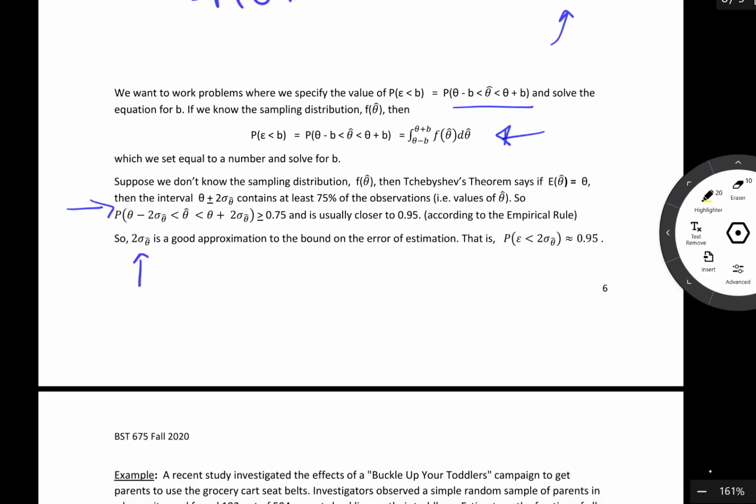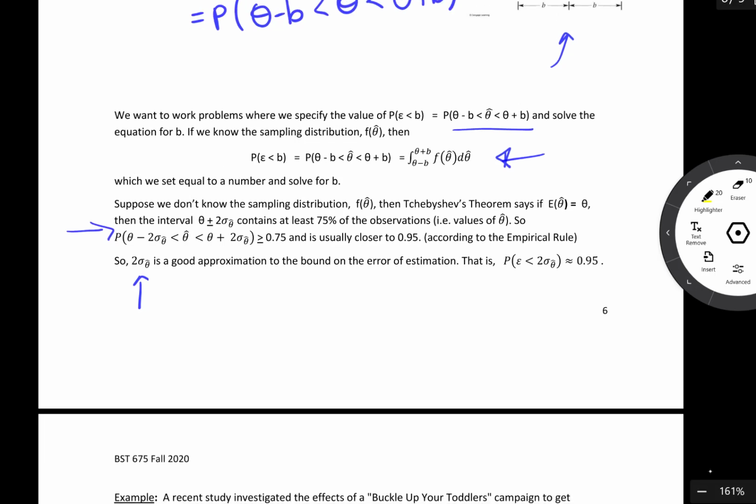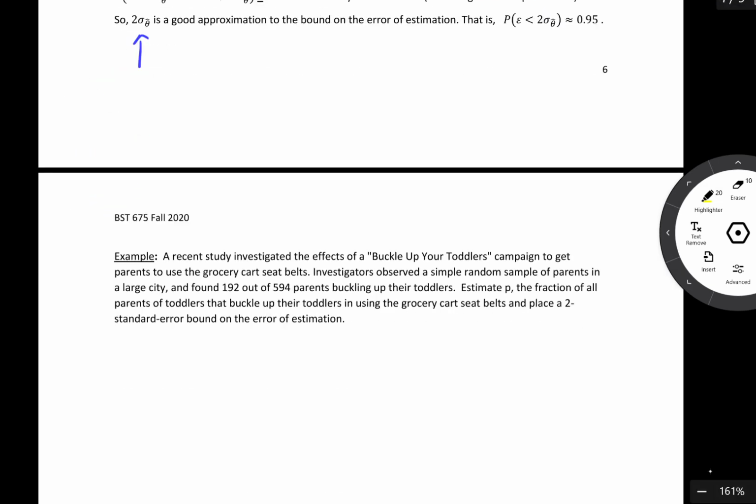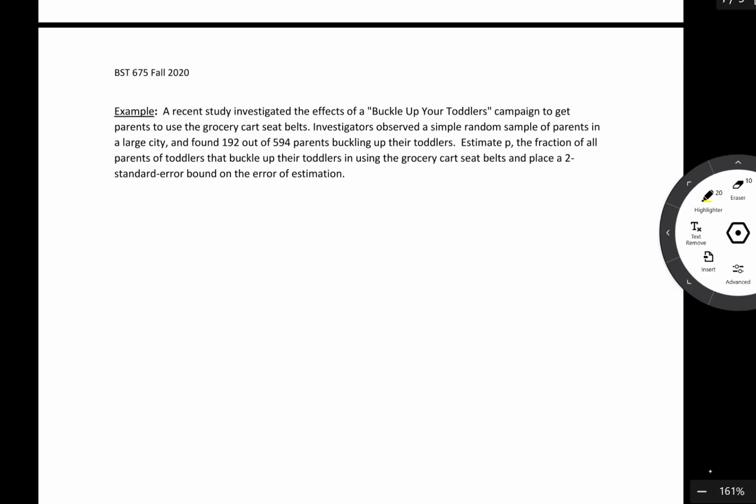And so you should notice this is kind of leading towards that idea of confidence intervals that you've seen previously in your courses, specifically probably your intro statistics course, and eventually we're going to use this idea to lead into the idea of confidence intervals. Alright, so let's look at an example and put this to use.